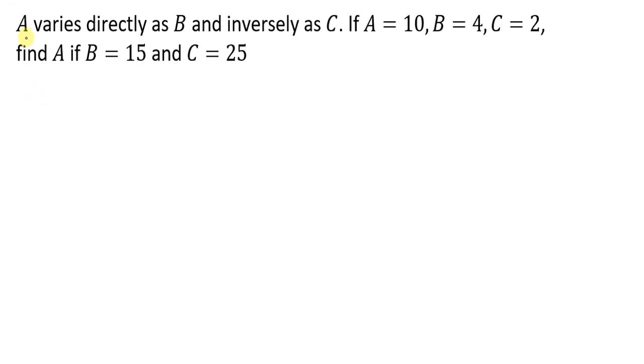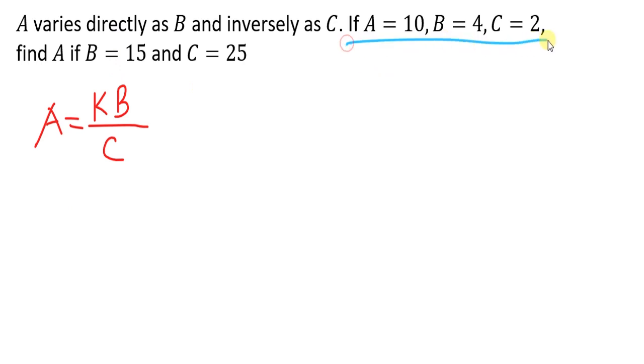Another example, A varies directly as B and inversely as C. If A is equal to 10, B is equal to 4, C is equal to 2, find A if B is equal to 15 and C is equal to 25. So, paano natin isusulat tong equation na to? A varies directly as B and inversely as C. So, A is equal, dahil combined to, so automatic fraction yan. Direct sa B, so that is K, yung constant, and then B. And inverse sa C, so sa baba yung C. So, ganyan yan. Okay, so substitute natin.